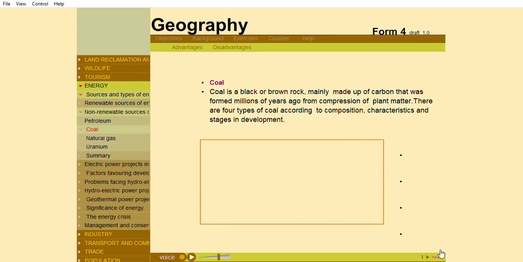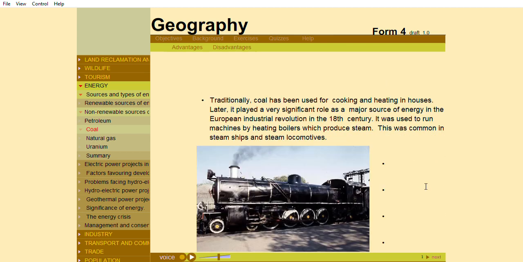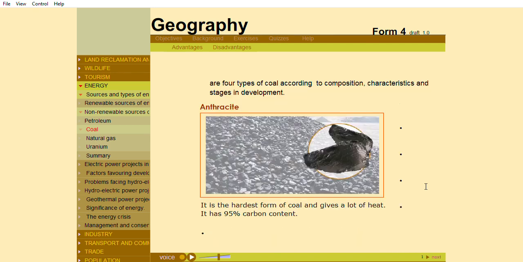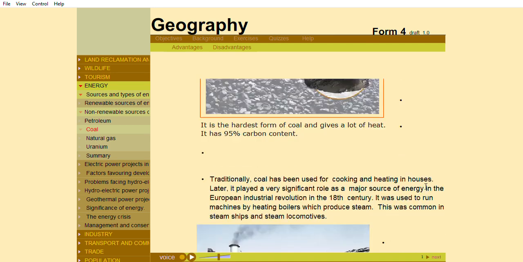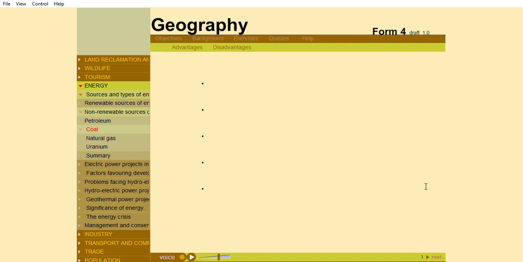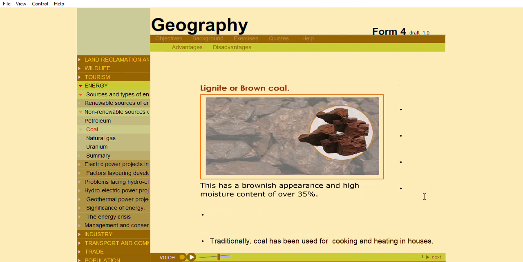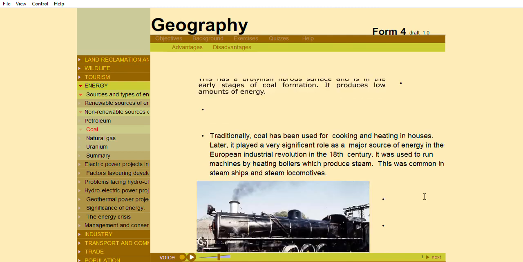Bituminous coal is also known as black coal. This is hard and compact with a carbon content of between 40 and 80%. Lignite or brown coal. This has a brownish appearance and high moisture content of over 35%. Peat. This has a brownish fibrous surface and is in the early stages of coal formation. It produces low amounts of energy.